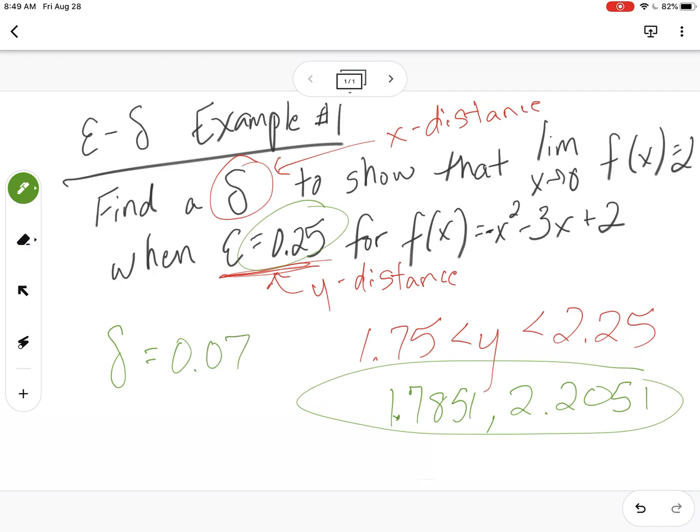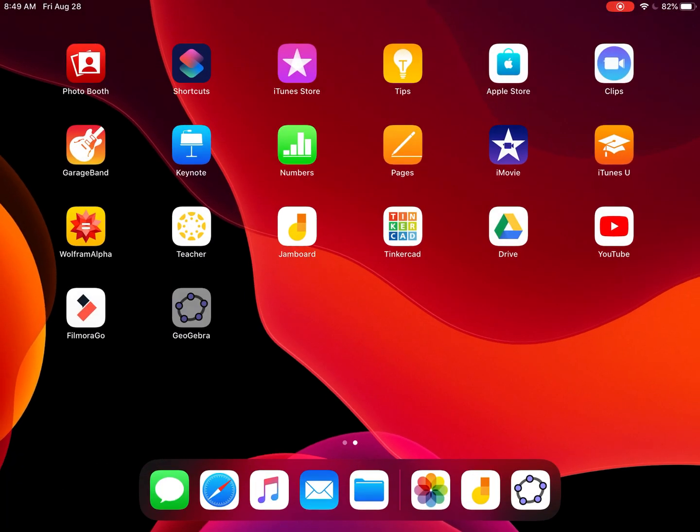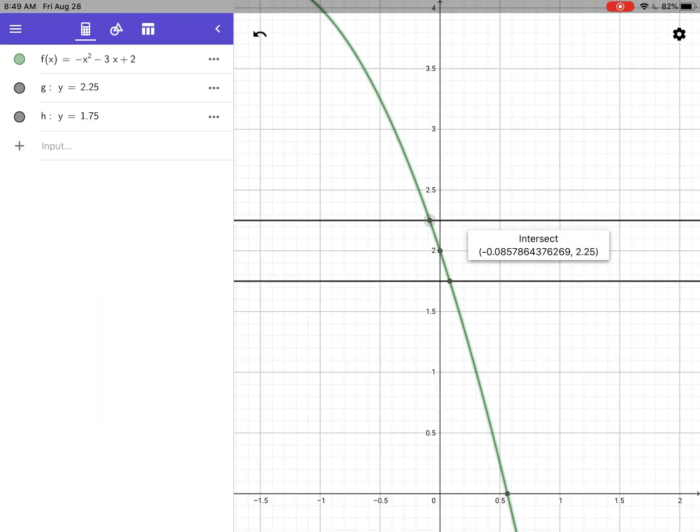But here's the other thing. Let me repeat: there's multiple correct answers. If you pick 0.05, it would still work. You would just be even closer than what I already am. These two y values would be even closer. You could pick something even smaller, 0.01. They would still work. I would even venture to guess that 0.08 would still work, because if I go back to my graph one more time, this value up here is negative 0.085, and this other one is positive 0.081.